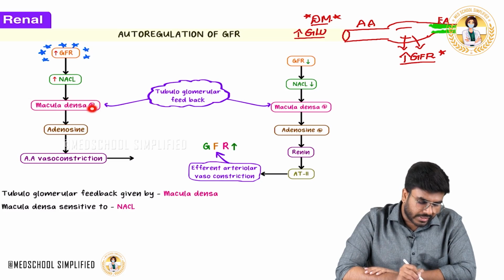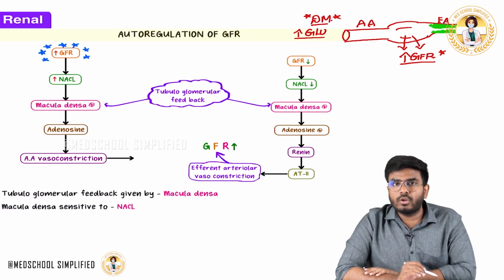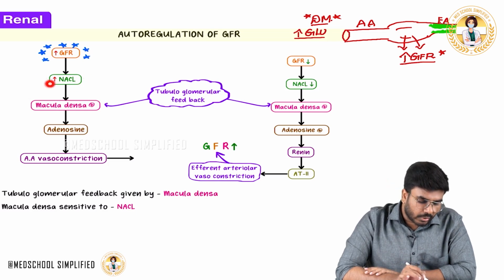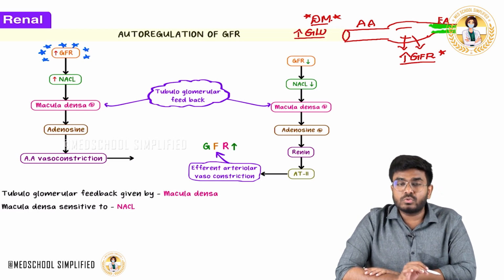All the time, macula densa is looking at the GFR. Is GFR normal, or is GFR more, or is GFR less? How will it know about the GFR? By looking at the sodium levels. So, macula densa is sensitive to sodium.